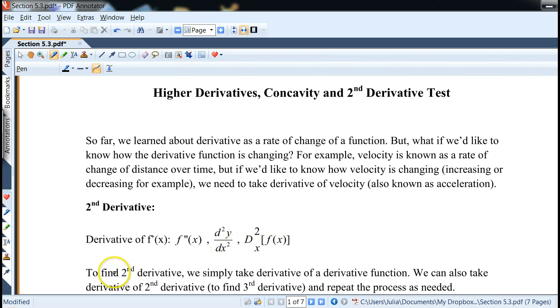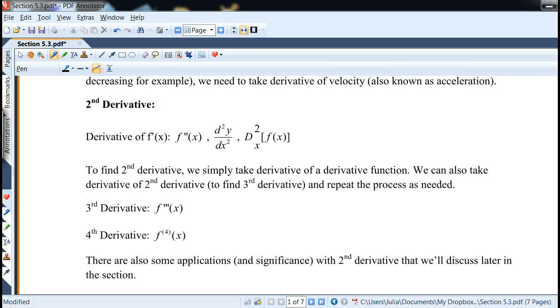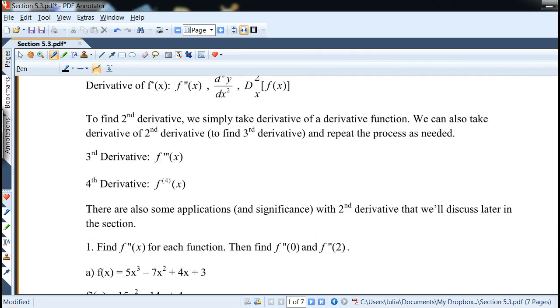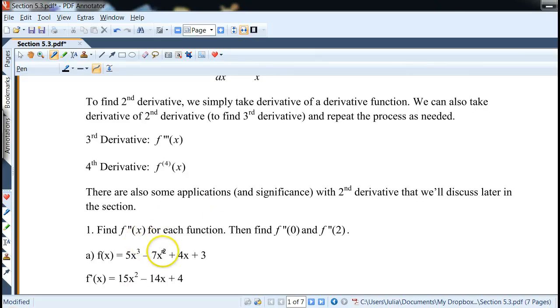of f of x. So to take the second derivative, we simply need to take the derivative the first time, and then we take the derivative again. And then we can keep repeating the process as often as needed. So we can have a third derivative. Notice we have f triple prime of x. Fourth derivative, now we stop with primes, so we actually can put a 4 in parentheses to distinguish from exponents, for example. And there are also some applications with the second derivative, and definitely a lot of significance with that we will see. Okay, so let's first work on taking the second derivative for a function.